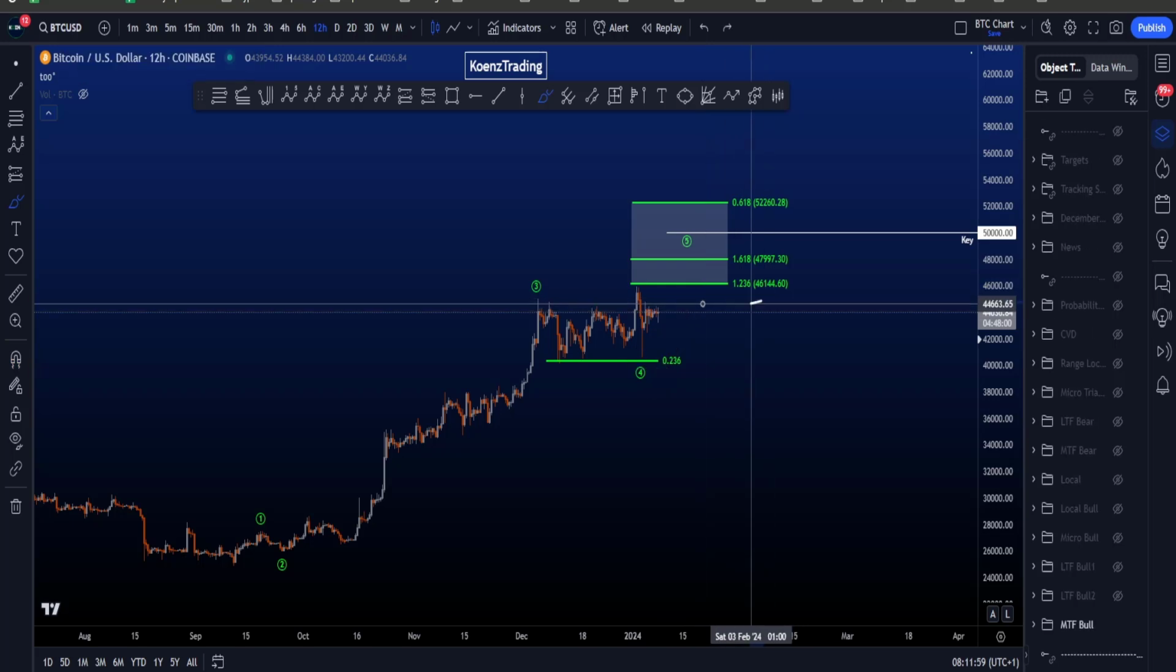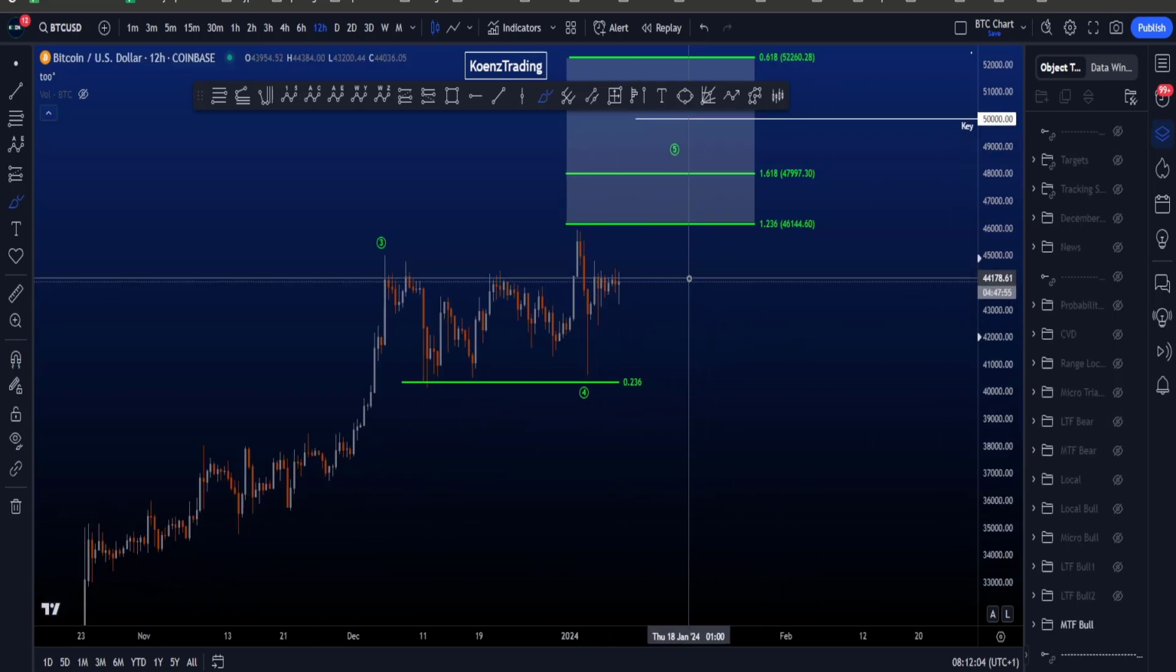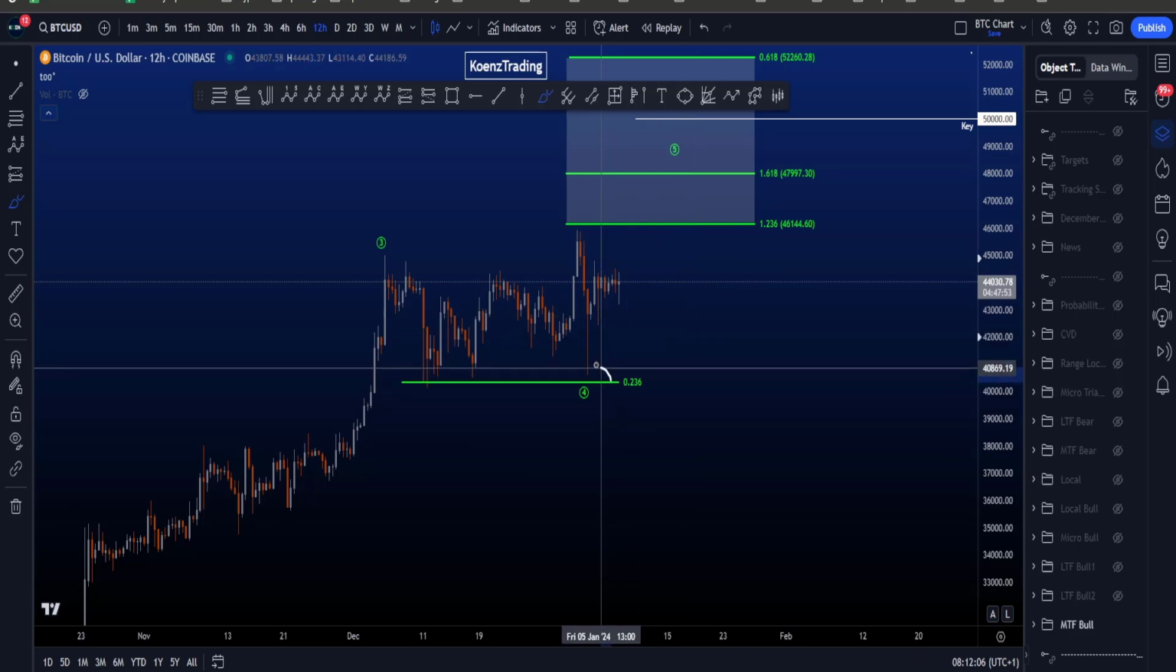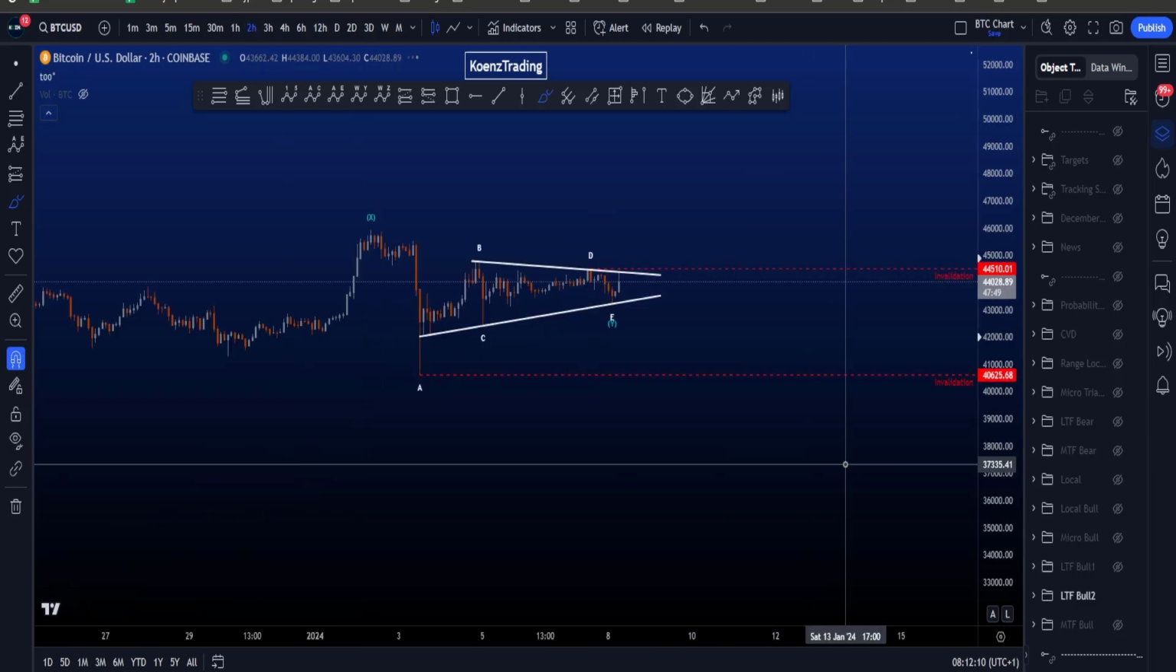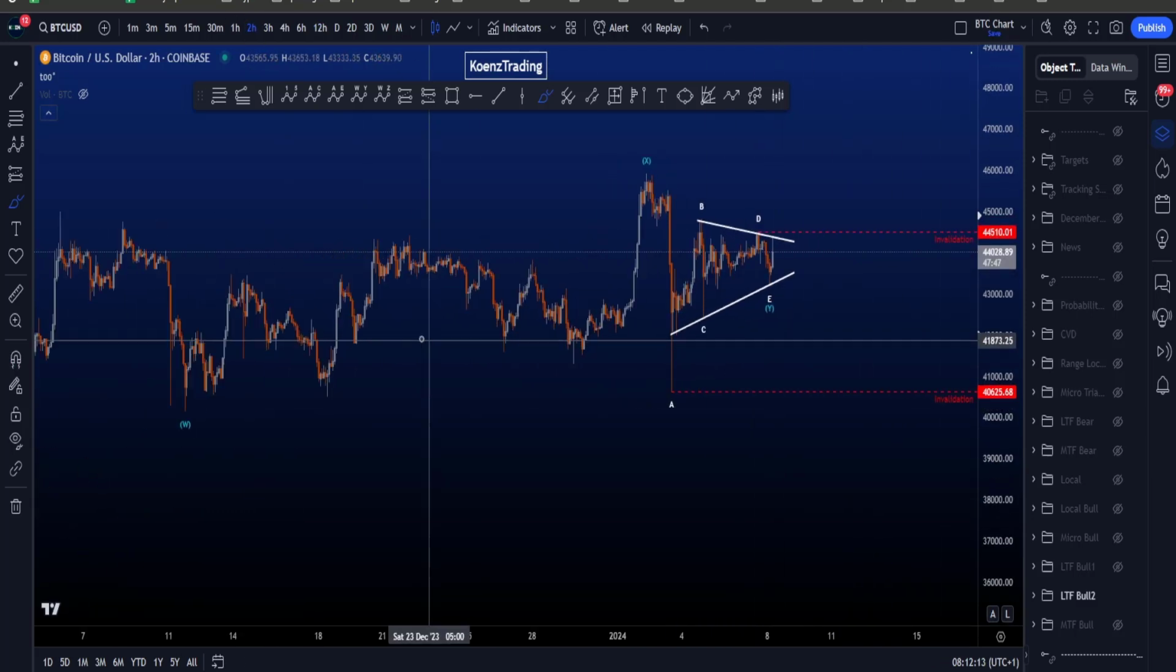In this medium time frame bullish scenario, we are looking for a 5-wave move up, preferably with 4 already in. We're looking for 5. The most common target area for 5 is between 46.1k and 52.2k.